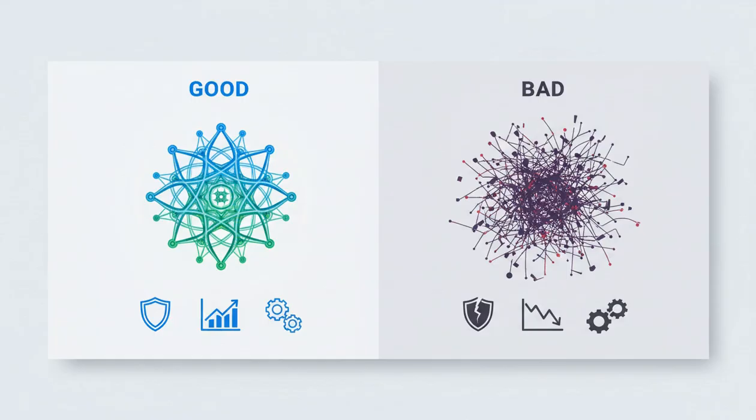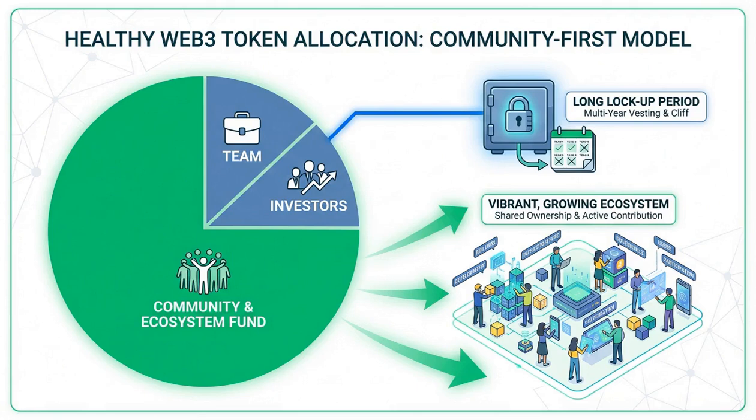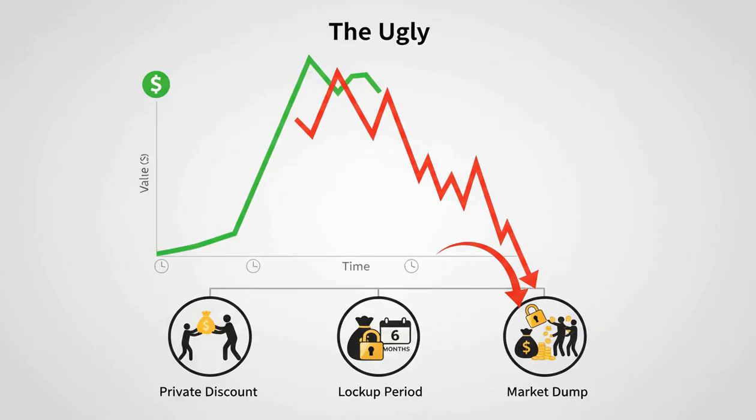All right, theory is great, but let's look at how this plays out in the wild. You might find it helpful to look at two archetypes. First, what I call the good. Think about some of the most successful, resilient protocols out there. What I almost always see is a massive allocation, maybe 50% or more, dedicated to the community and ecosystem fund. And their team and investor tokens, they're locked for years. The outcome is a vibrant ecosystem where builders and users feel like true owners.